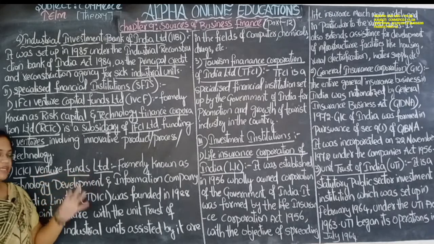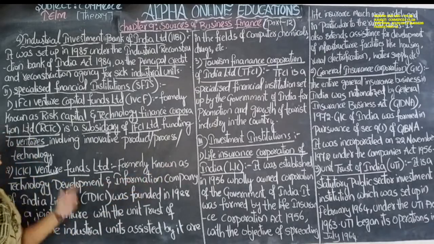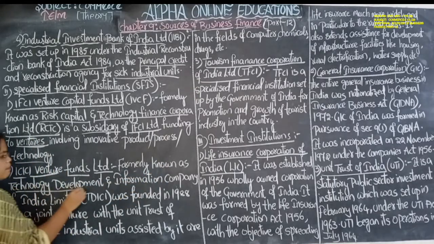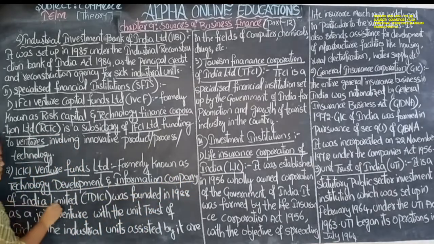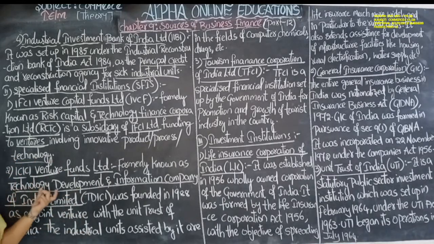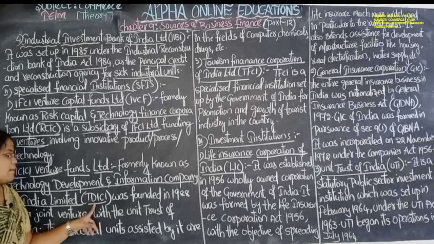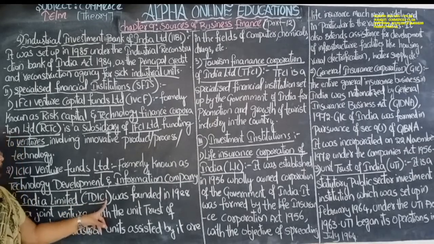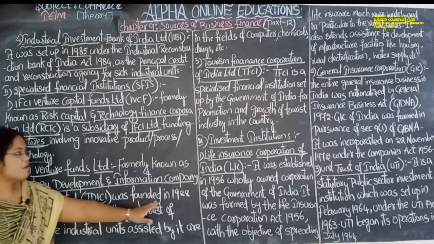ICICI Venture Funds Limited, formerly known as Technology Development and Information Company of India Limited. Formerly means it is known in another way as well. This venture fund is used for technological development and information company development in India. It is abbreviated as TDICI. T means technology, D means development, I means information, C indicates company, and I means India. It was formed in 1988.